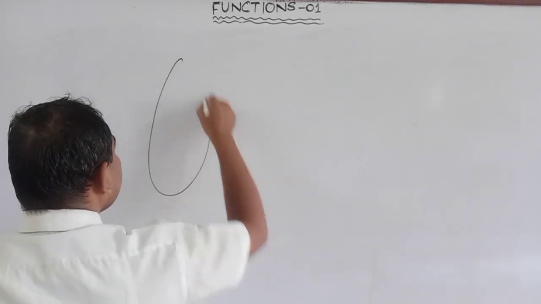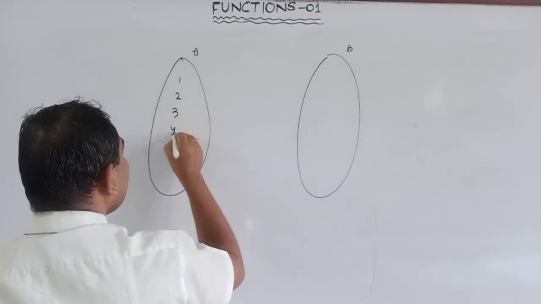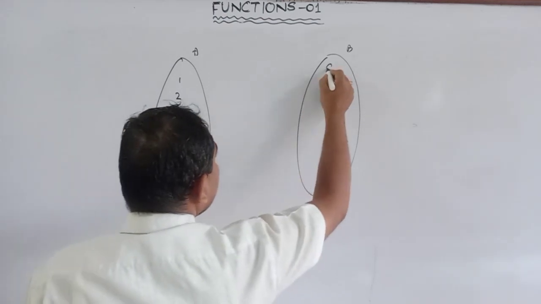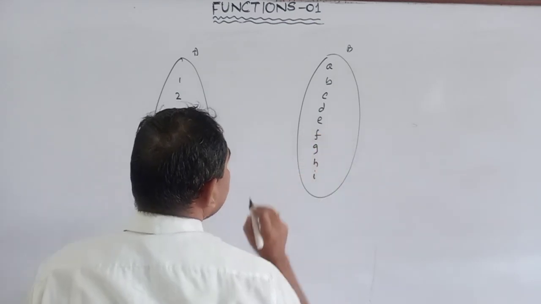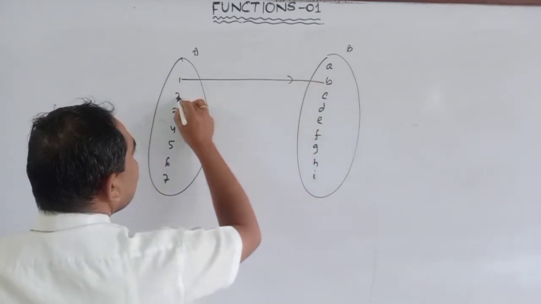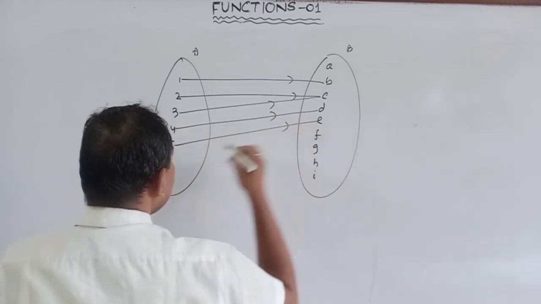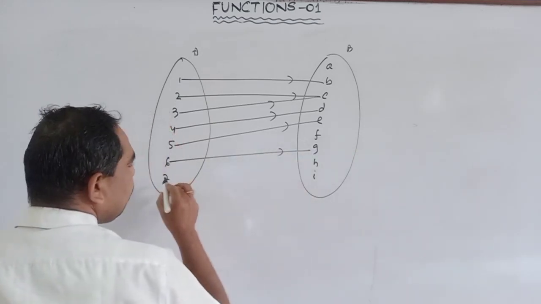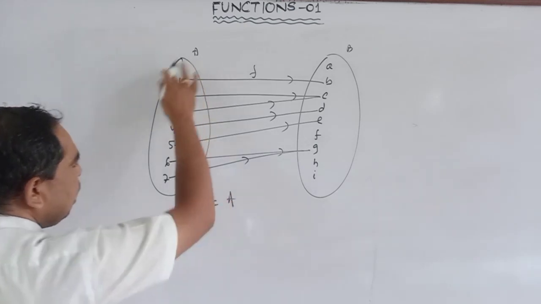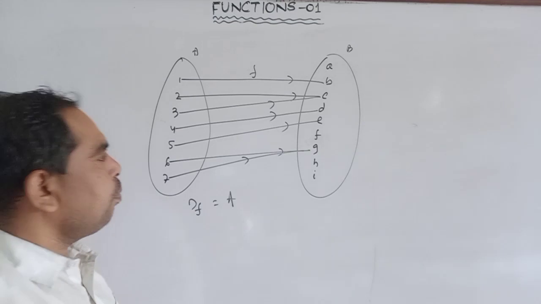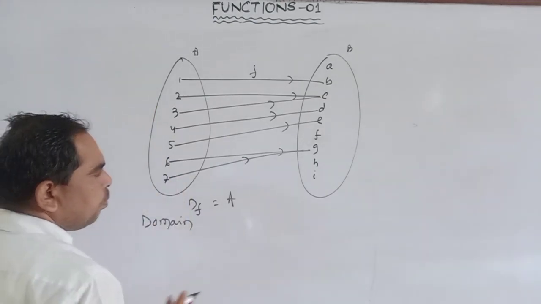Suppose this is a set A and this is a set B. Set A is 1, 2, 3, 4, 5, 6, 7 and set B is A, B, C, D, E, F, G, H, I. So 1 is related to B, 2 is related to C, 3 is also related to C, 4 is related to D, 5 is related to E, 6 is related to G, 7 is related to G. So it is a function because the domain of F is equal to set A, because every element of set A is related to the elements of set B. This is called domain, and this is called codomain.